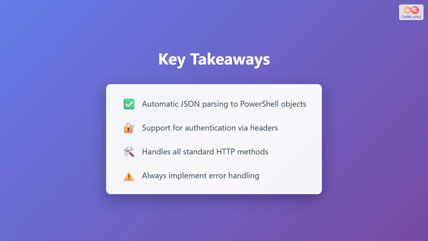Let's recap the key points. Invoke-RestMethod automatically parses JSON responses into PowerShell objects, saving you conversion work. It supports authentication through custom headers, allowing secure API access. The cmdlet handles all standard HTTP methods like GET, POST, PUT, and DELETE. And always remember to implement proper error handling in your scripts to catch and manage API failures gracefully. With these fundamentals, you're ready to consume any RESTful API with PowerShell.